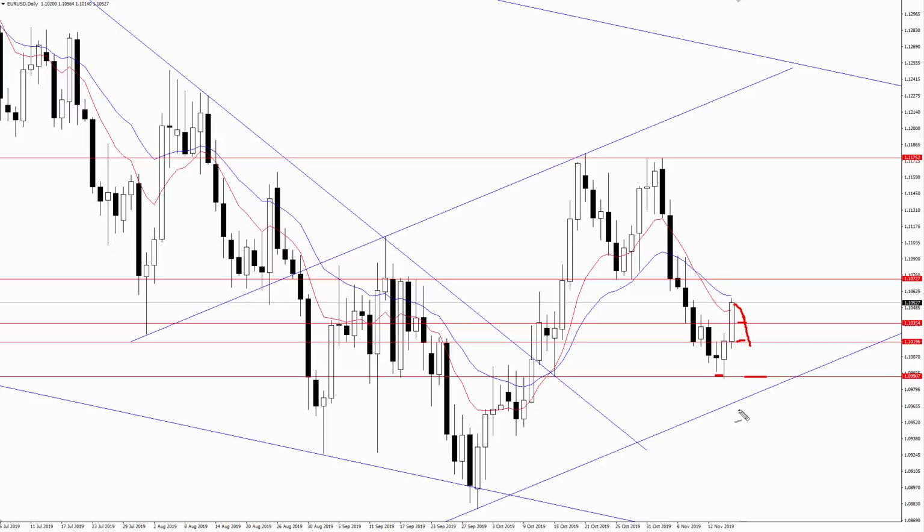However, as I mentioned last week, it's going to take a daily close below this ascending channel support in order to negate the bullish scenario. And if that does happen, if we do see a close below this support area, it would also re-expose some of these year-to-date lows around 109.